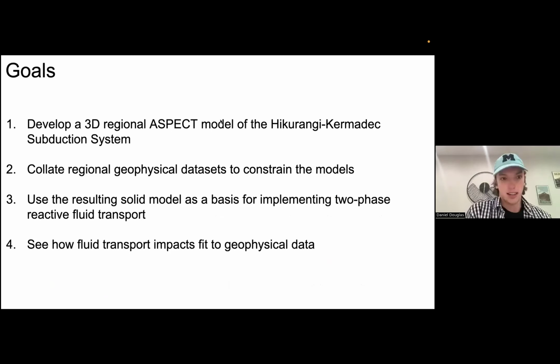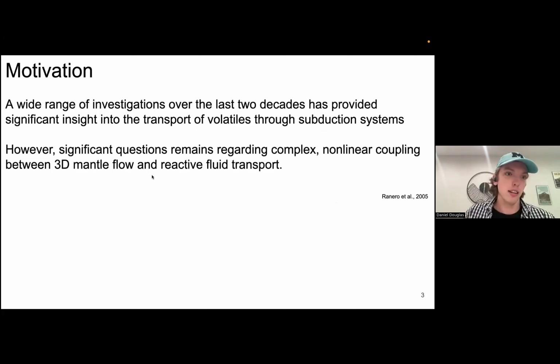So the goals of my thesis are to develop this 3D regional Aspect model of the Hikurangi Kermadec subduction system, and then collate some regional geophysical data sets and use that as constraints on the models. These first two points are what I'm actually going to be presenting today, but the ultimate arc of my PhD, hopefully, is to take the solid models I'm about to show you and use them as a basis for implementing 2-phase reactive fluid transport, and then see how that fluid transport impacts the output of the models and the fit to the data set.